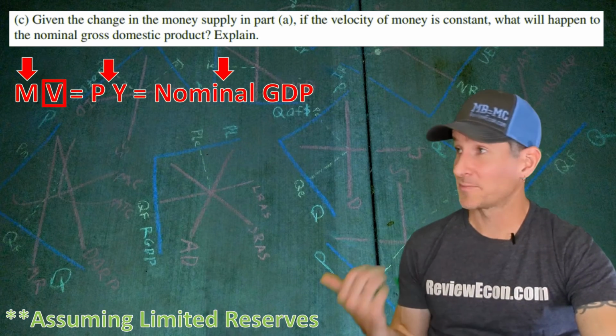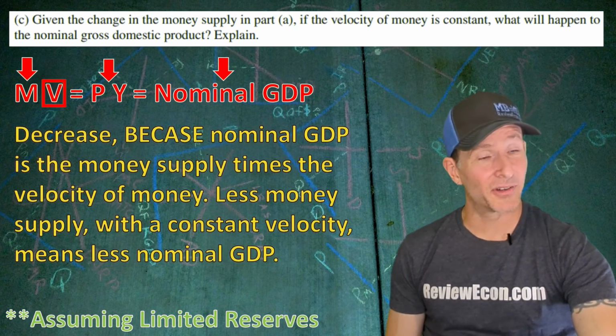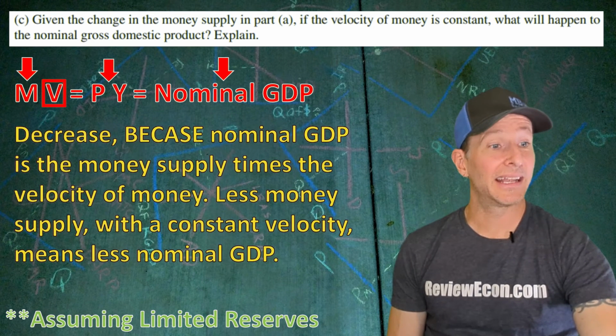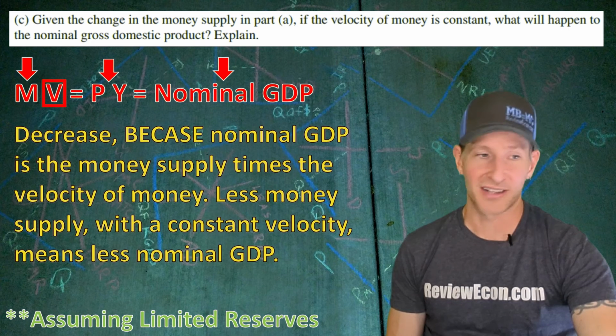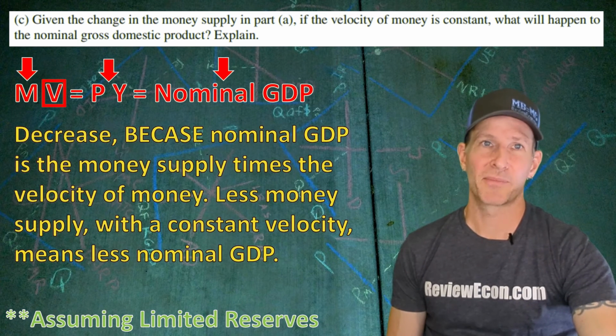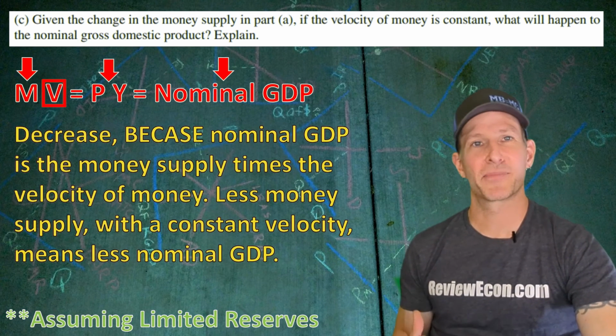So now we just have to explain what we just discovered. Decrease, because nominal GDP is the money supply times the velocity of money. Less money supply with a constant velocity of money means less nominal GDP. And if you've answered something like that, you get yourself a point.